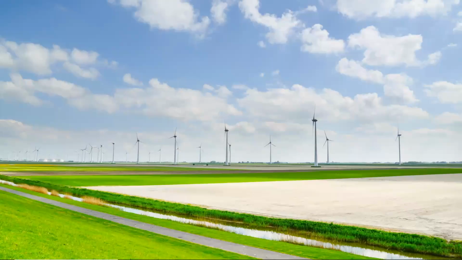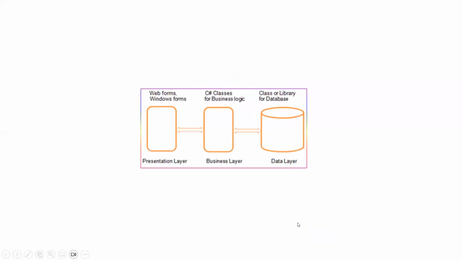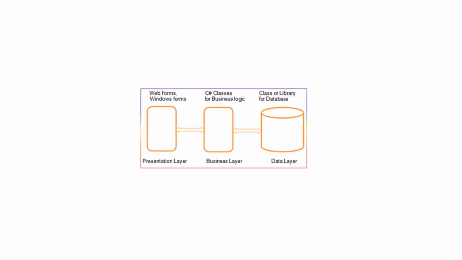If you want to look at how the scenario looks, you can see this is the presentation layer, this is the business layer, and this is the data layer. Web forms and Windows forms will be the presentation, C# classes will hold the business logic, and other classes would be the data layer. Let us create a structure, and you will understand how it works.